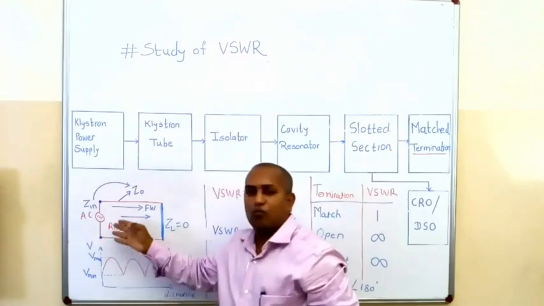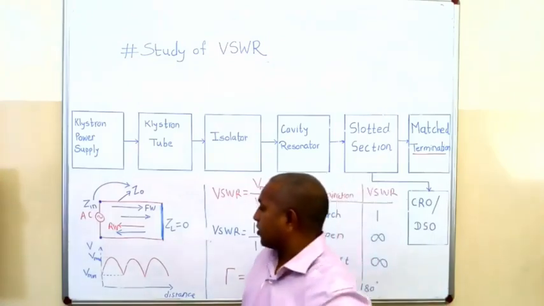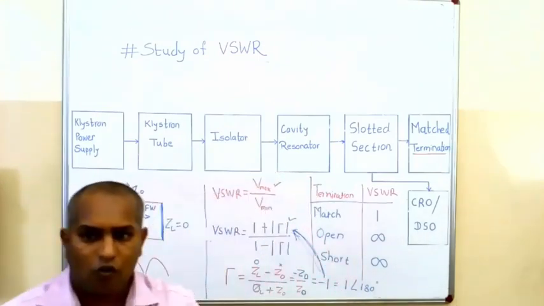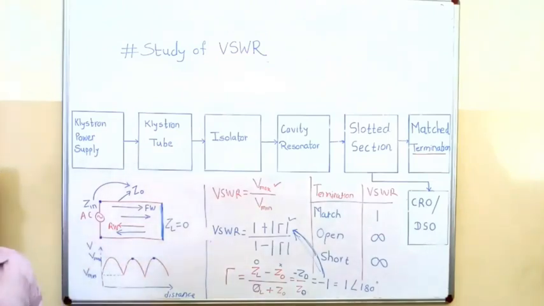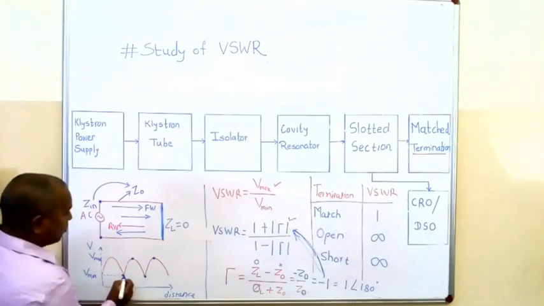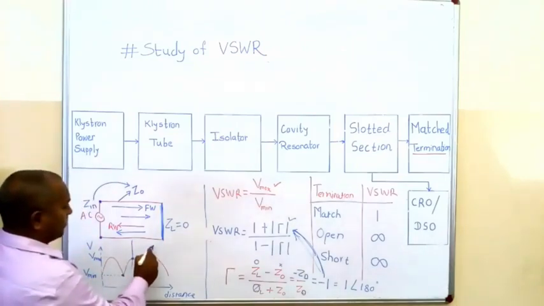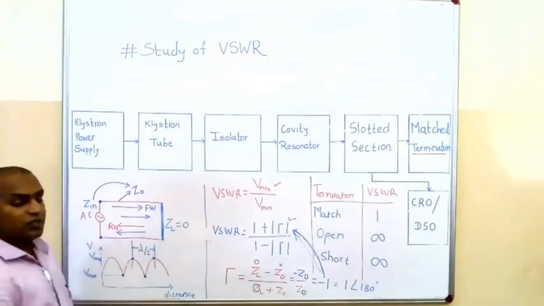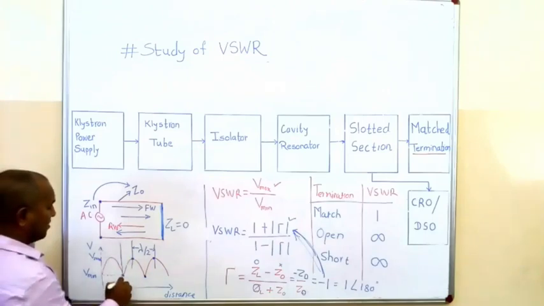Vmax, Vmin, Vmax, Vmin. And then we will calculate Vmax and Vmin. If you measure your value of Vmax here or here, anywhere you will get a constant. If you measure the Vmin here or here, you will get a constant. And we know the distance between two maxima is lambda by 2, and the distance between one maxima and one minima is lambda by 4.